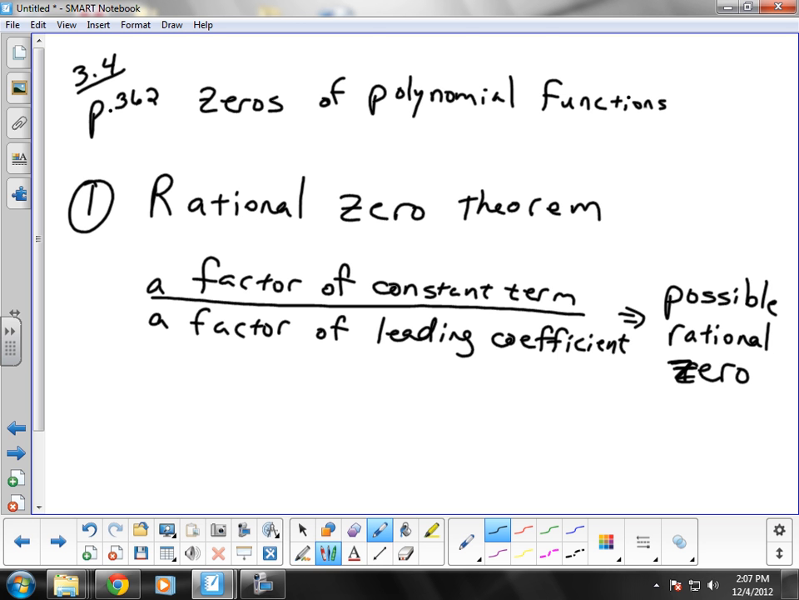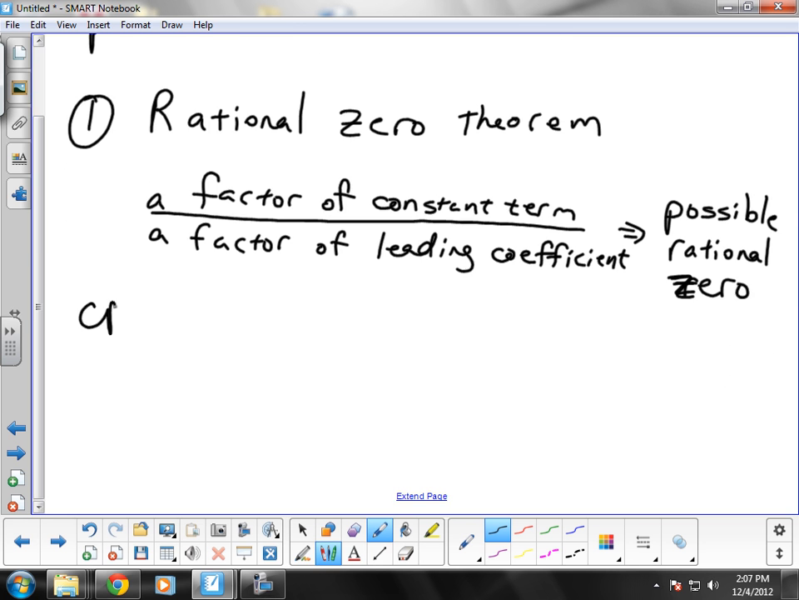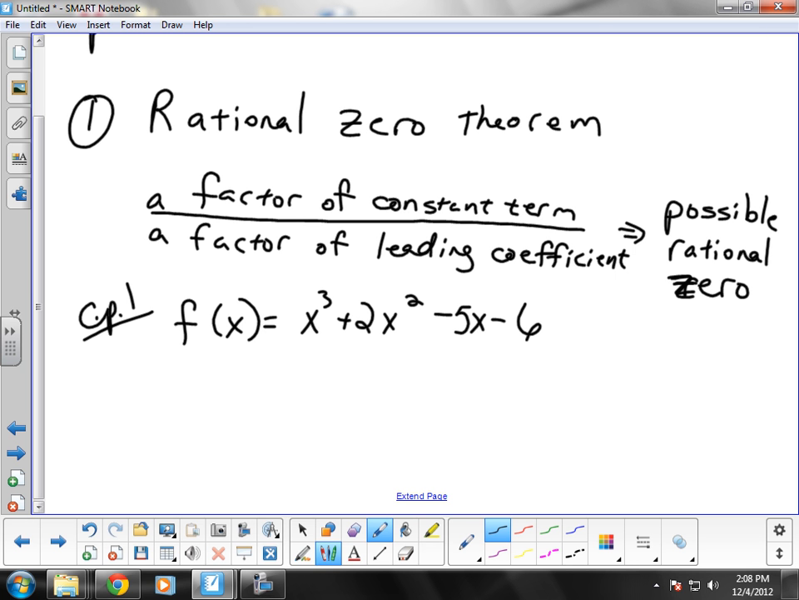Checkpoint 1 says for us to find all the possible rational roots of f of x is equal to x to the third plus 2x squared minus 5x minus 6. So we're supposed to list all possible rational zeros. This is how you do it.